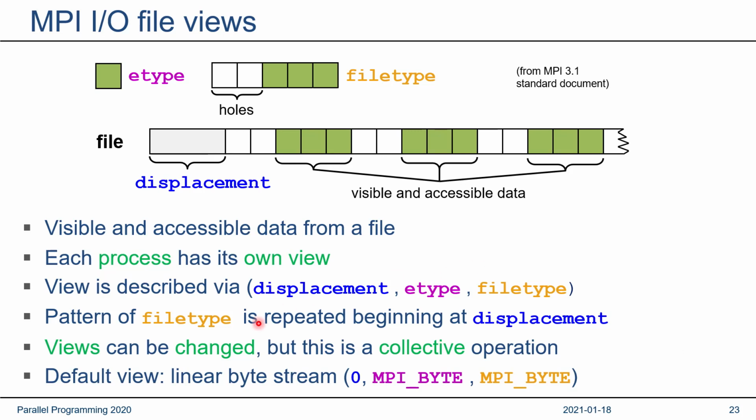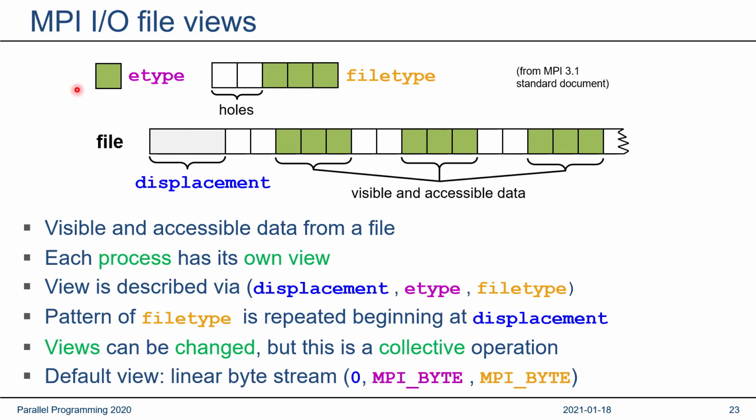The pattern of the file type is repeated beginning at displacement. The view can be changed, and it's a collective operation. And the default view, if you open a file and don't specify anything, is a linear byte stream. So every process sees the file in the same way, and it views every single byte of this file.